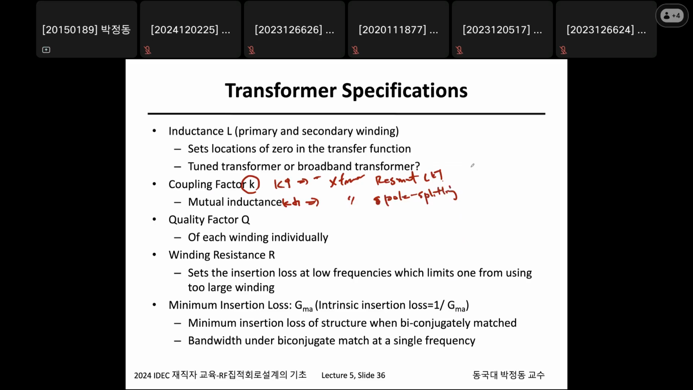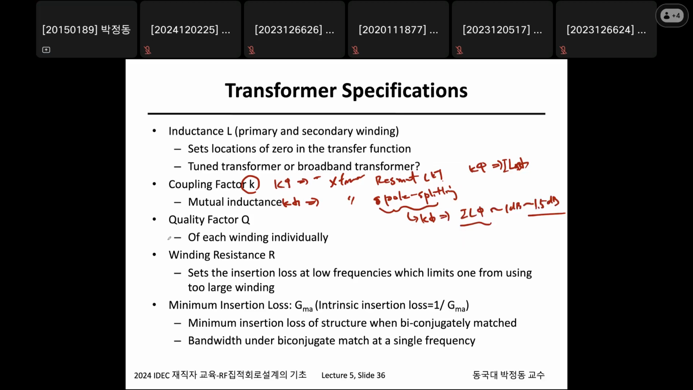As K gets higher, the loss gets smaller. Insertion loss gets smaller. So for the pole splitting application, since K is low, the insertion loss is relatively high, which is around 1 dB to 1.5 dB. Okay.